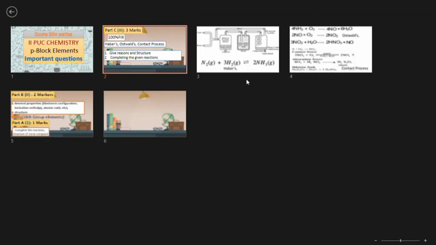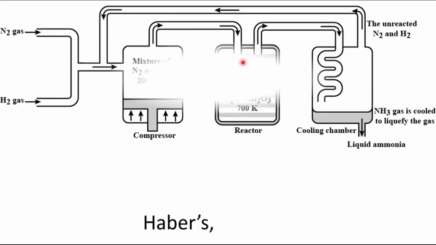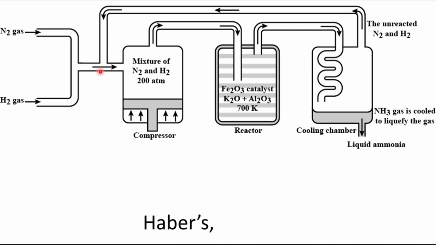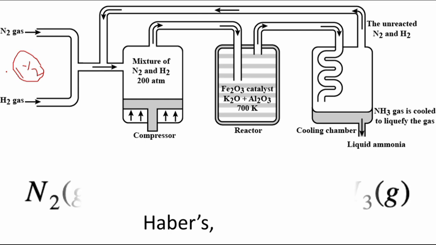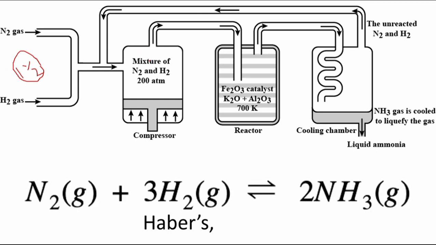See in Haber's process, this diagram carries 1.5 marks. I have given a simpler diagram. If you draw this simple diagram also, it will give you the 1.5 marks, because the NCERT one is difficult. Here, you see the reaction N2; with the reaction we can draw the diagram.